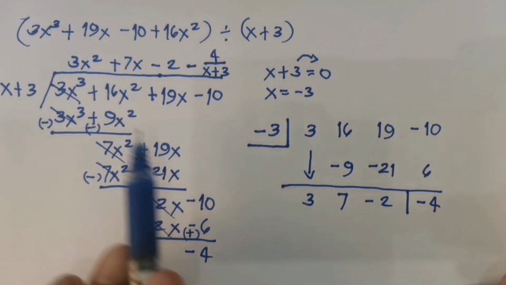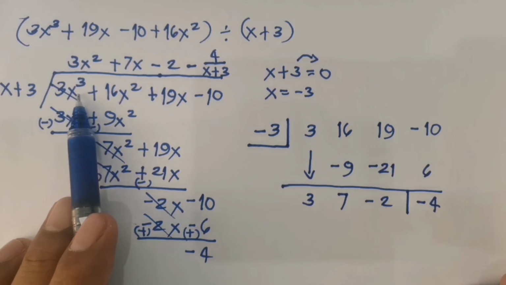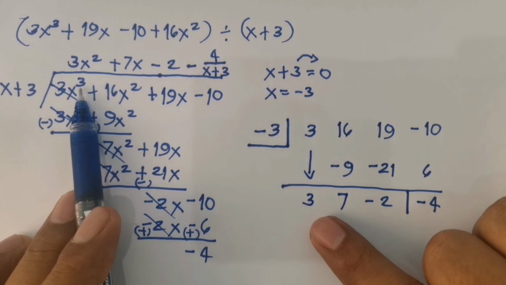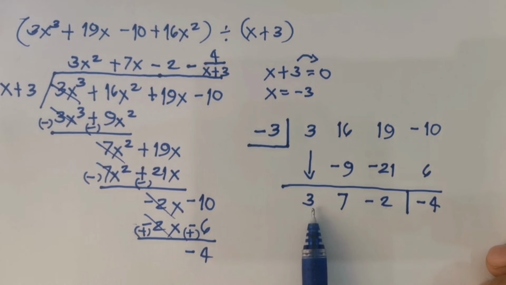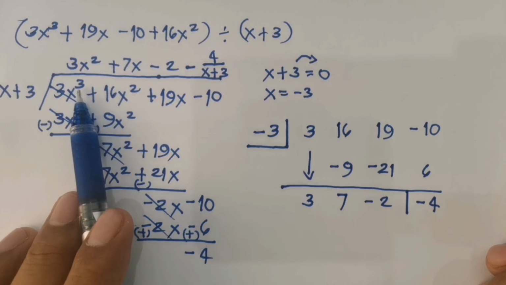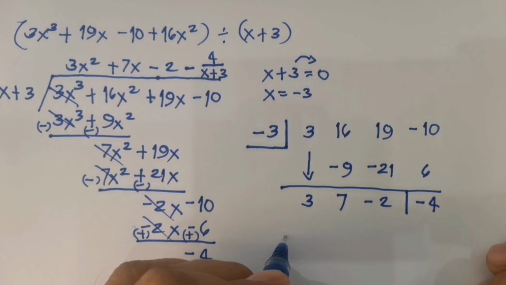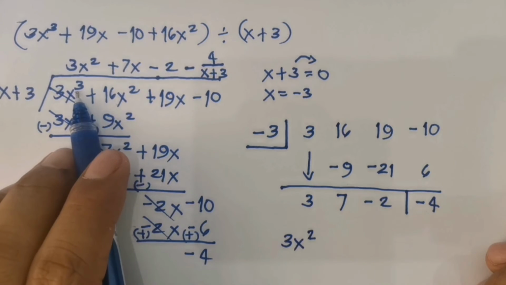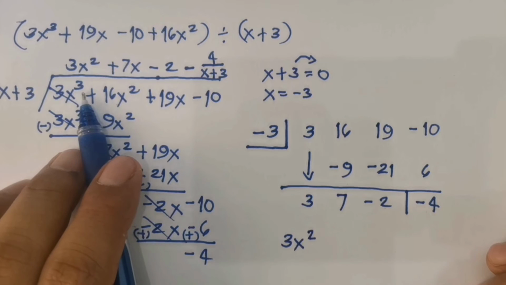Balik tayo dun sa first term. What is the degree? So we see here that it is 3. So writing the variables or the literal coefficient with our quotient here, we will just subtract this by 1. So that will be 3x raised to the second power. Ma-minus lang tayo ng 1 dun sa original given.